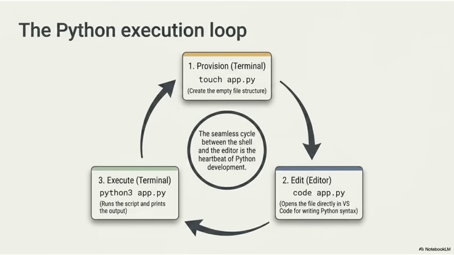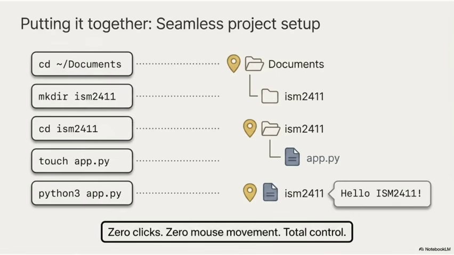The seamless cycle between terminal and editor is the heartbeat of Python development. Mastering it means you never break your workflow to reach for a mouse. The terminal and the editor are the only two tools you need. This slide walks through a complete project setup, from a blank terminal to a running Python script, using only the 5 commands from this module.